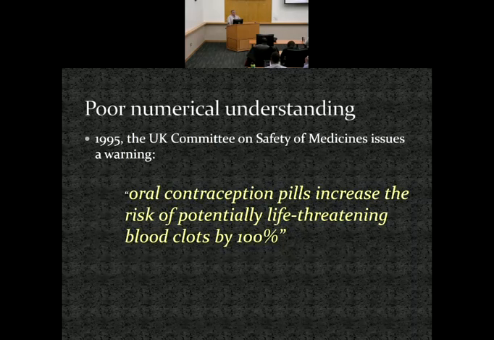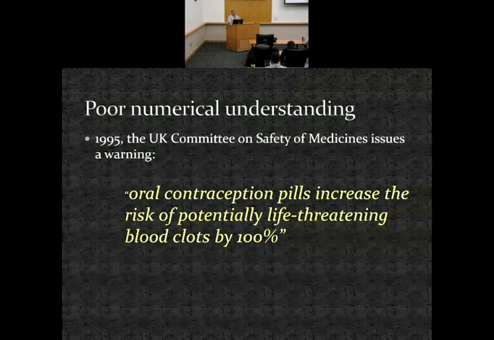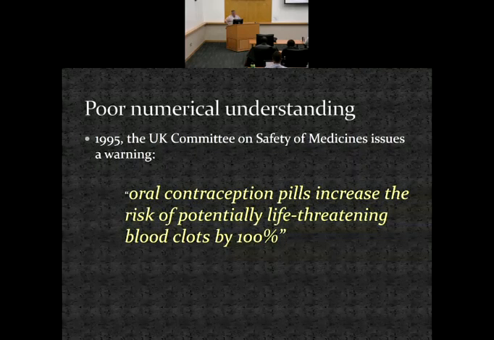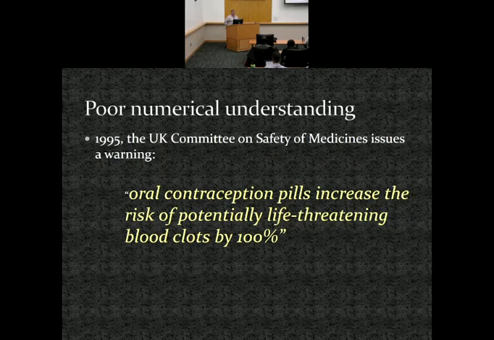And so one of the things that a lot of people who've done research in decision making have looked at, in some of the basic decision making, is just the psychology of numeracy and the understanding of statistics. And here's a really stark example of what this can look like. So in 1995, the United Kingdom Committee on Safety and Medicines issued this warning that said, oral contraception pills increase the risk of potentially life-threatening blood clots by 100%.